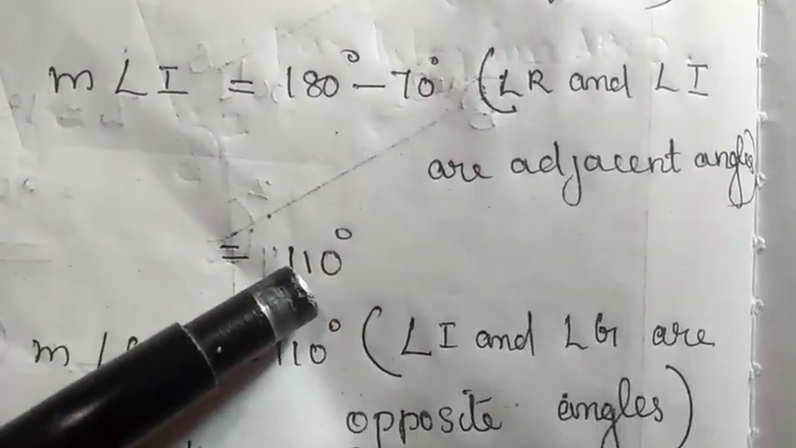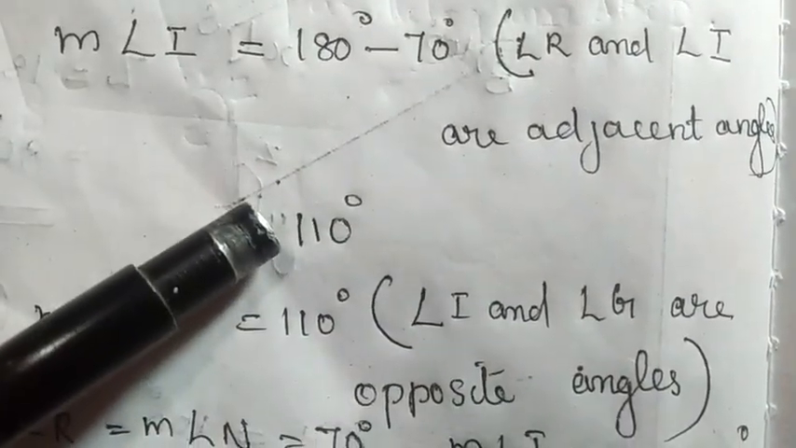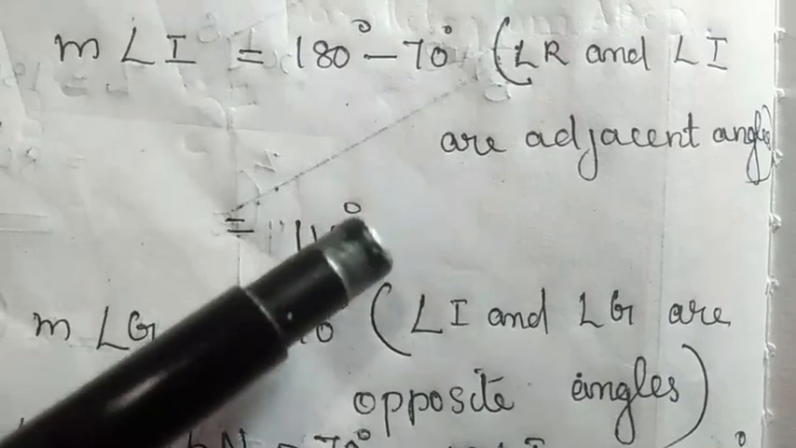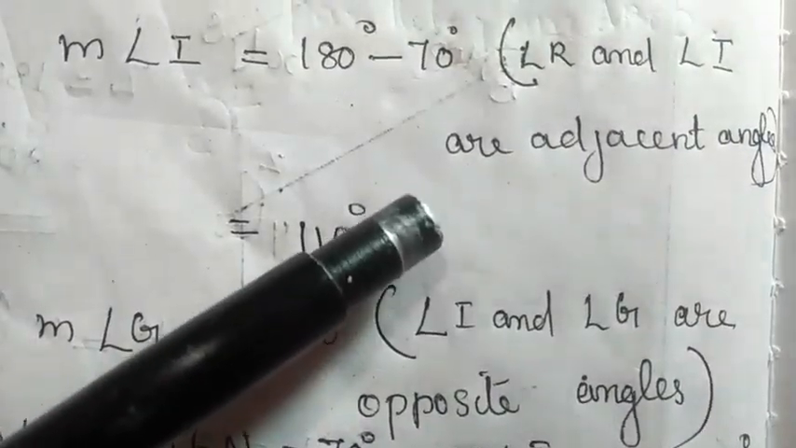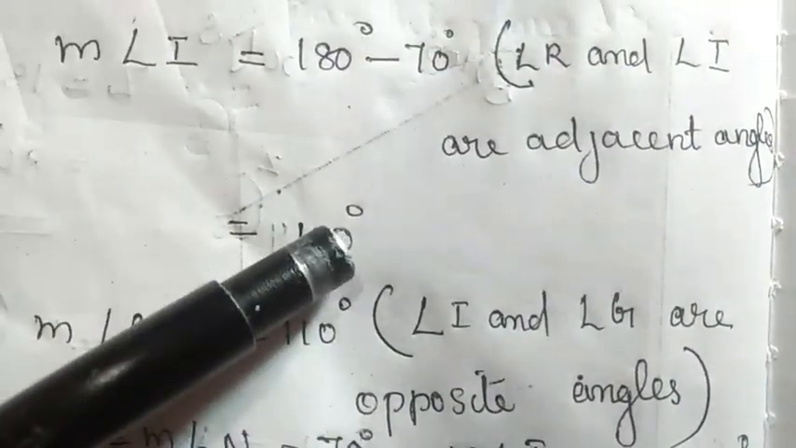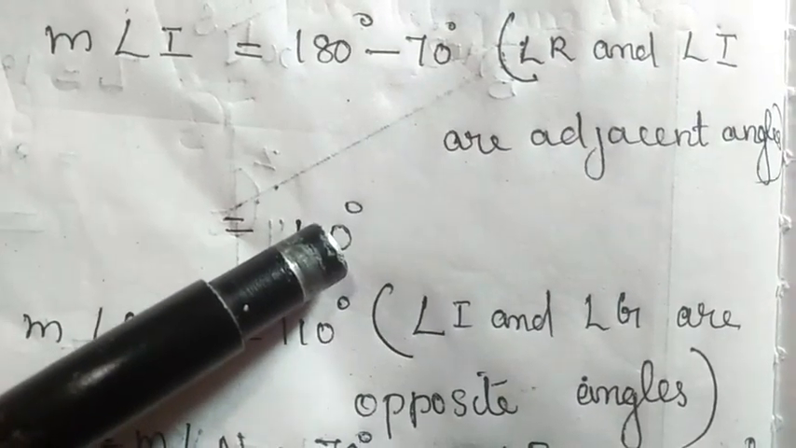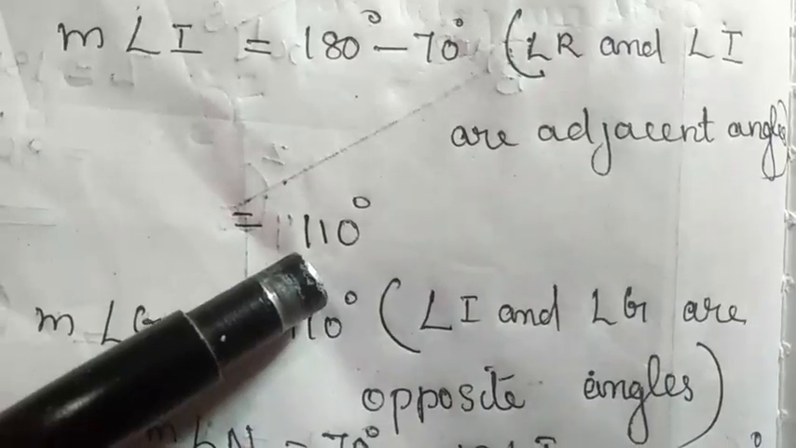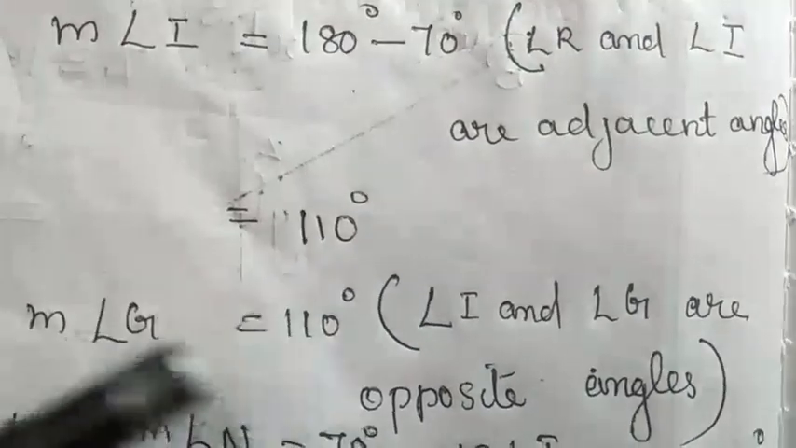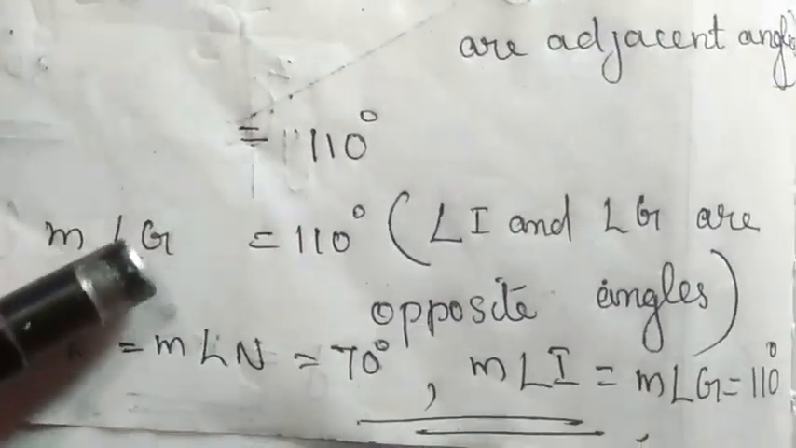Okay. So, here we got 110 degree for measure of angle I. You understand, children? We used here adjacent angle property. Adjacent angles are supplementary. So, one angle is 70 degree, other angle 180 minus 70. That's all. Okay. Then measure of angle G.